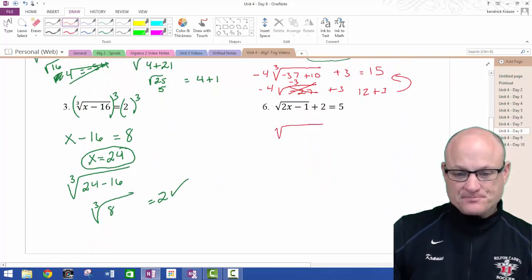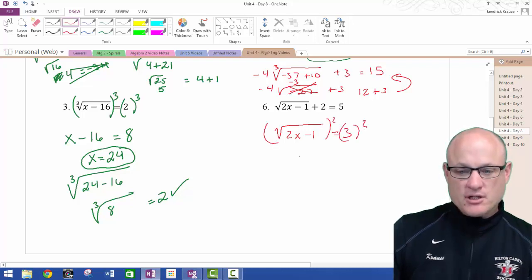Isolate the radical. The square root of 2x minus 1 equals 3. You have to square both sides. So I get 2x minus 1 equals 9. Bring the 1 over, I get 2x equals 10. So x equals 5. Going to check it off to the side here.